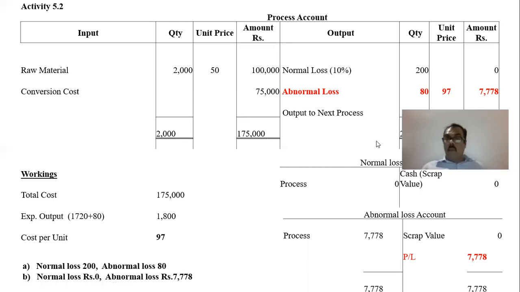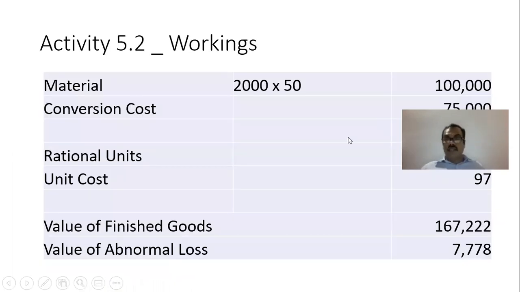So look at the normal loss account. No values. In terms of no values, it is already embedded either in abnormal loss or the finished goods. Then ask a question: if scrapped items, lost items can be sold or have a scrap value, what would be the situation? Number one, you have to understand this.